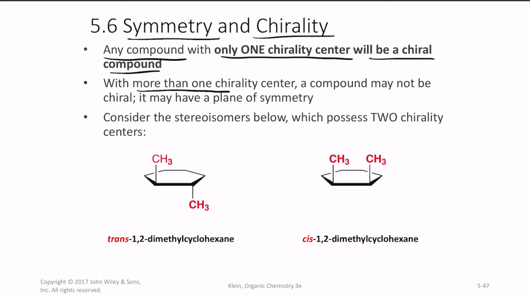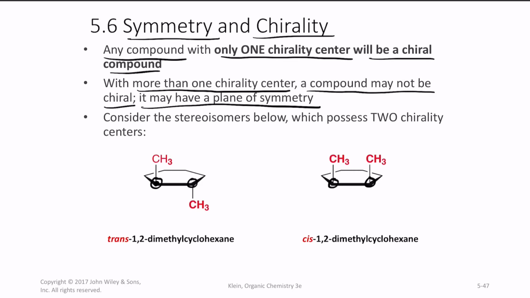But when you have more than one chirality center, a compound may not be chiral because it may have what we call a plane of symmetry. For example, let's consider the two molecules that you have here. These two molecules possess two chirality centers. These are the chirality centers for each of them.